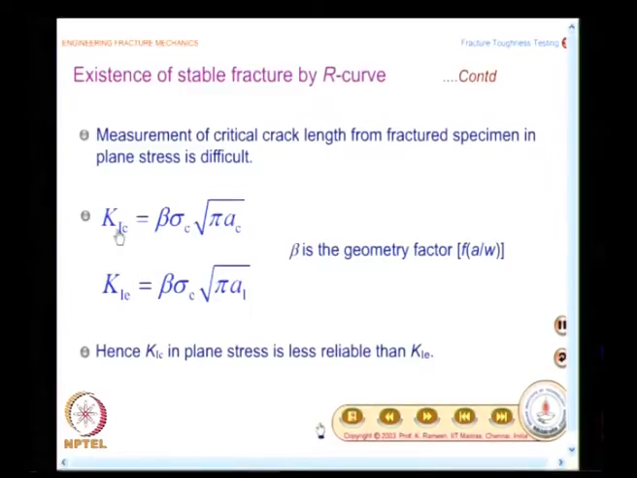Here we see the value of toughness at which the crack has a catastrophic failure, and this is an apparent toughness. You could also have another one where you have the stress as sigma 1 or sigma 2 as per our diagram, and you have this as pi a1. That would be the initiation fracture toughness.